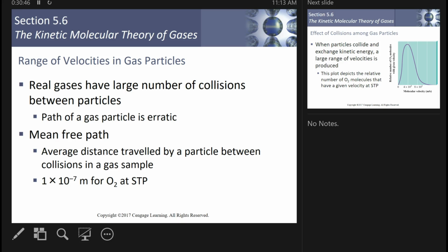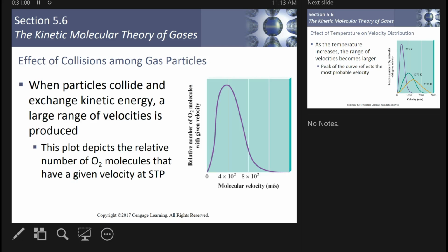It doesn't go straight. It doesn't have a specific path, right? It's all over the place. The average distance traveled by a particle between collisions in a gas sample is the mean free path, which we're not calculating. However, we can look at graphs to kind of figure out what's going on.